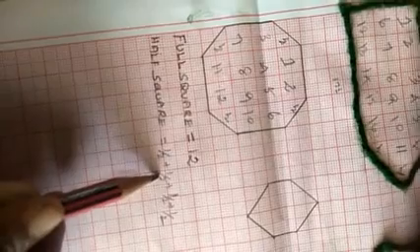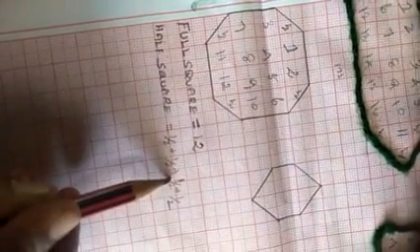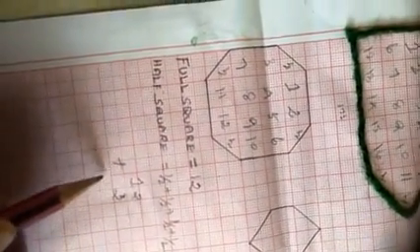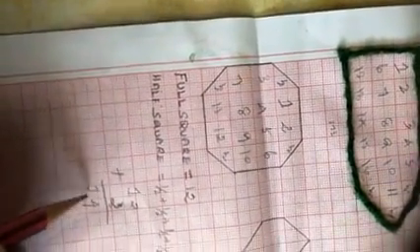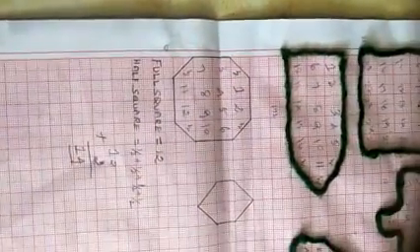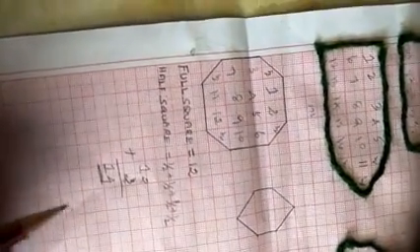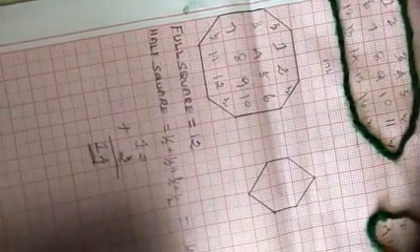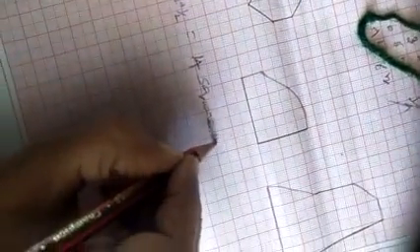So half plus half is 1, plus half is 1 and a half, plus half is 2. So 12 plus 2, how much? 2 plus 2 is 4, and 1, so 14. So this figure contains 14 square units.